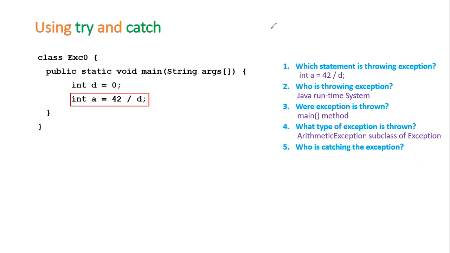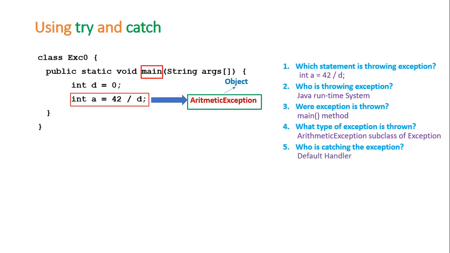Next, who is catching the exception? Now, as you see, in this case I have not written any try and catch block. If you don't write any try and catch block, by default a default handler is going to catch your exception.